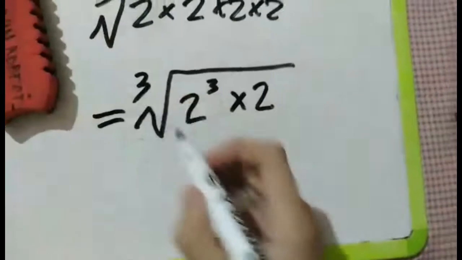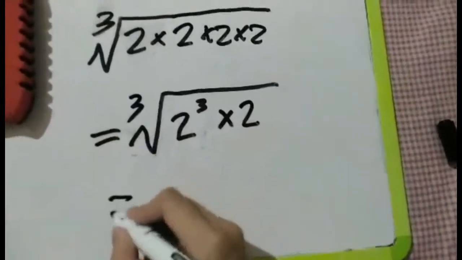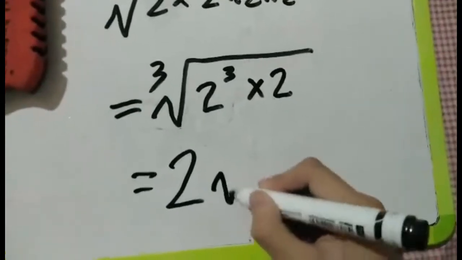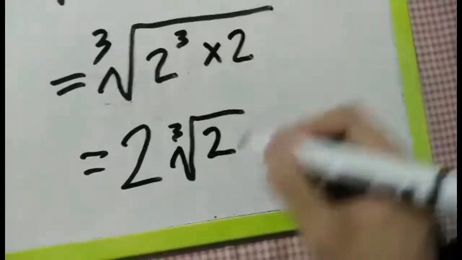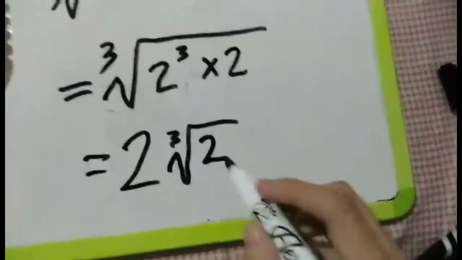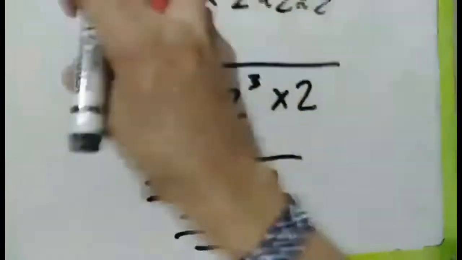And then we will simplify. The 2 3's cancel each other out. So now we have 2 times the cube root of 2. This just stays because there's nothing else to pair it with. So this is our final answer. Let's have another example.